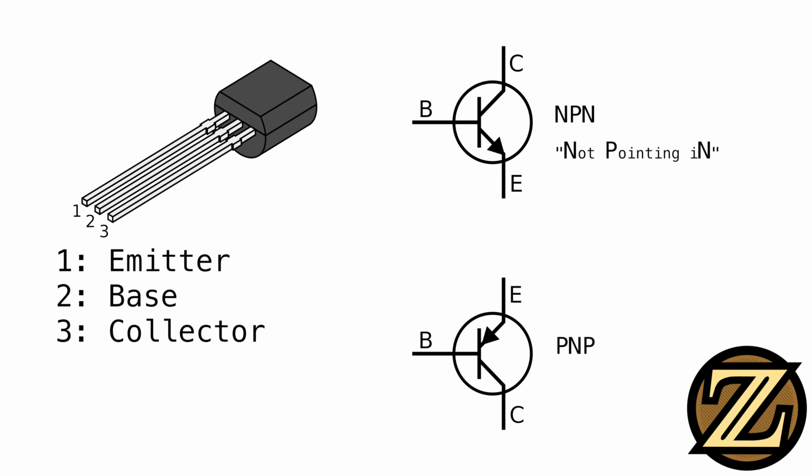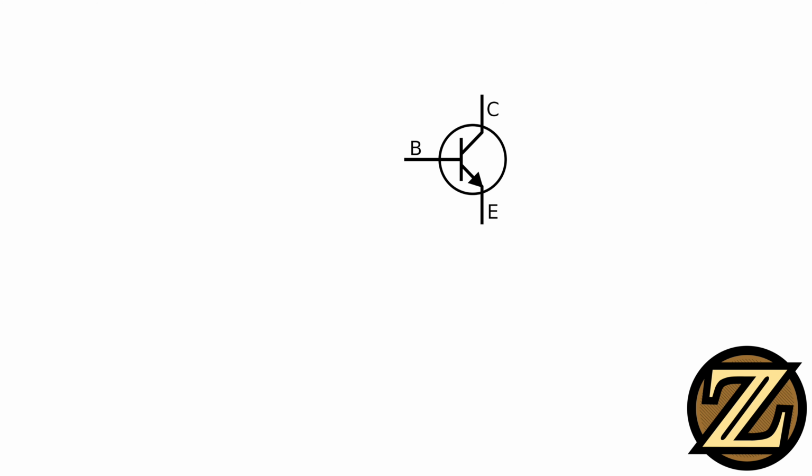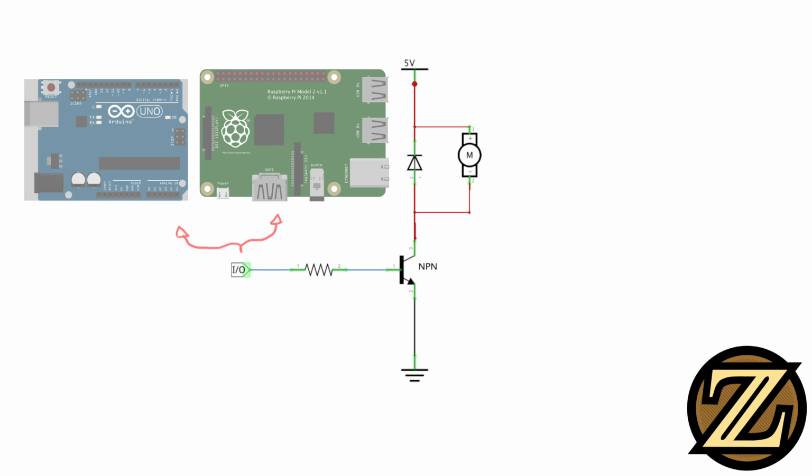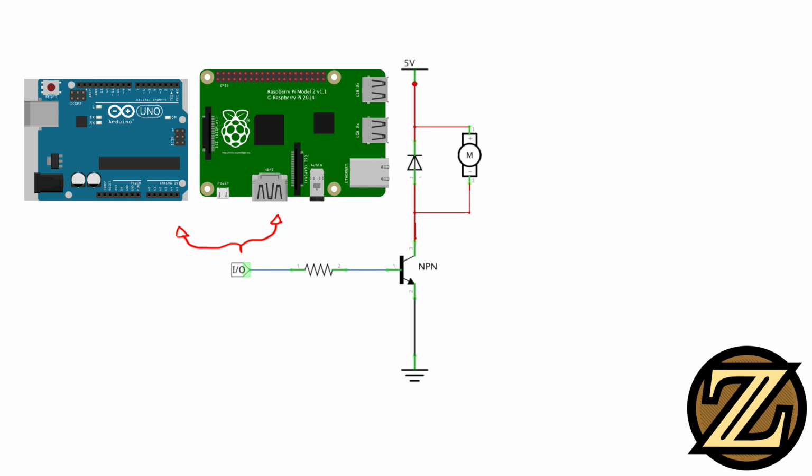The internal workings of these transistors are beyond the scope of this tutorial. Instead, I will show you how you can use these practically in a circuit to switch power with an input, starting with the NPN transistor. Here I have a simple circuit to power a small motor with 5 volts and an input. The input could be provided by a device such as an Arduino or Raspberry Pi.